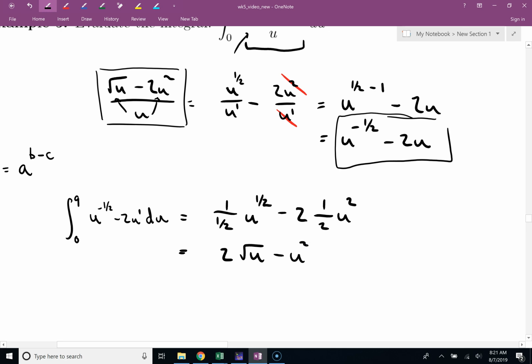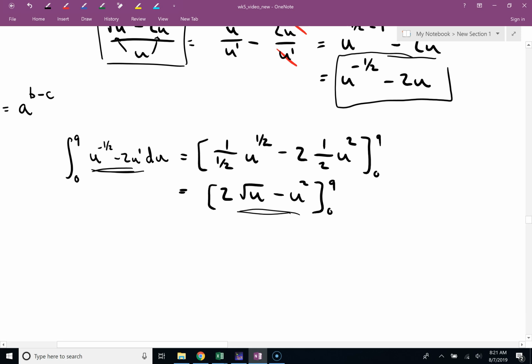Now remember, I have to evaluate this from 0 to 9. I did a little bit of simplification there. And by the way, if this was a quiz or an exam or anything where it's worth high stakes points, I would make sure to take the derivative of this and make sure you get back to where you started. This should be the antiderivative, so if you take the derivative of it, you should get back to the function that you started with.